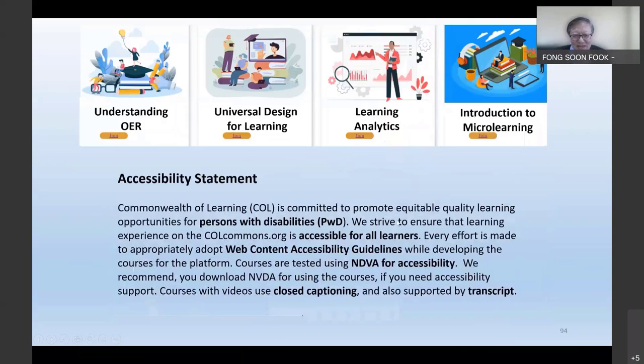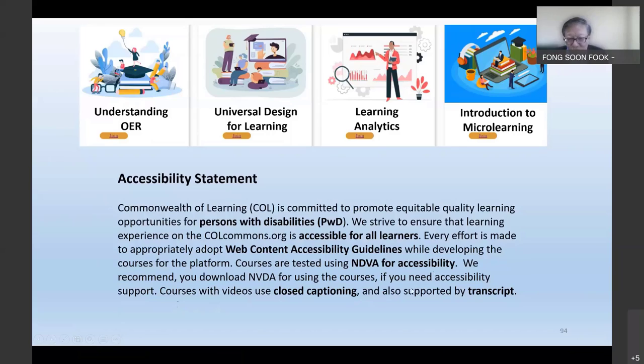And Commonwealth of Learning, you see, they have a very important statement here. It's called the accessibility statement. Commonwealth of Learning is committed to promoting equitable quality learning opportunities for persons with disability. We strive to ensure that the learning experience on colcommon.org is accessible for all learners. Every effort is made to appropriately adopt WCAG, Web Content Accessibility Guidelines. And this one, I think, will be covered by our Dr. Diane later, while developing the course for the platform. Courses are tested using NVDA for accessibility.